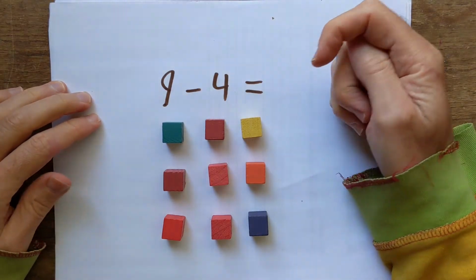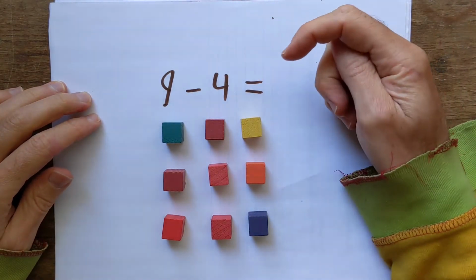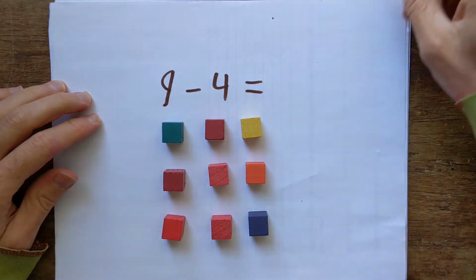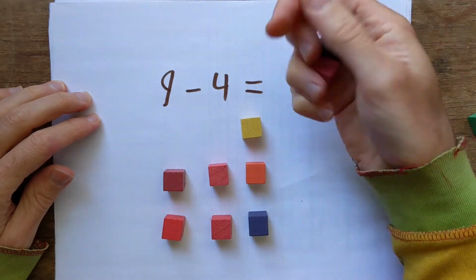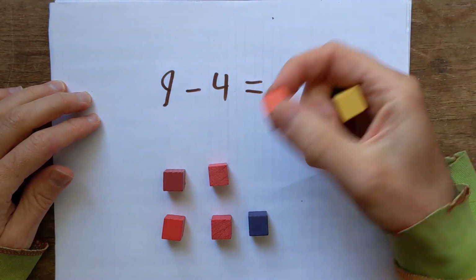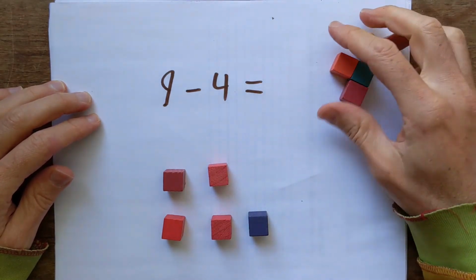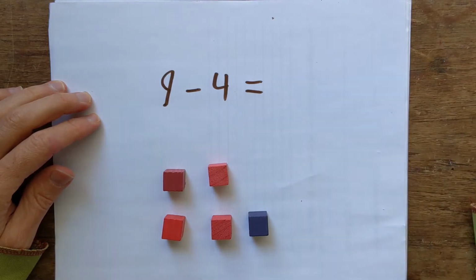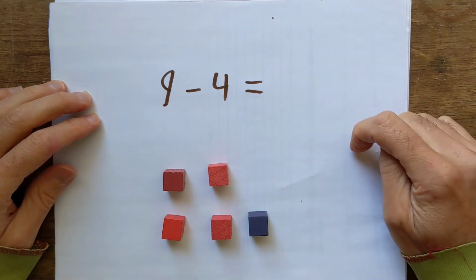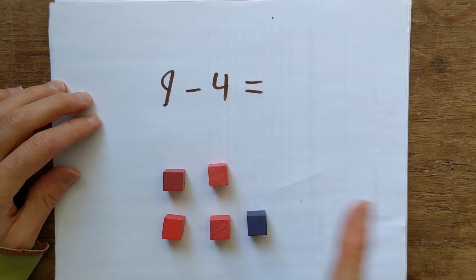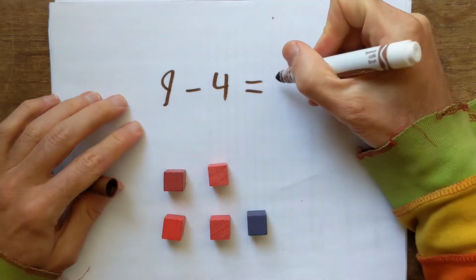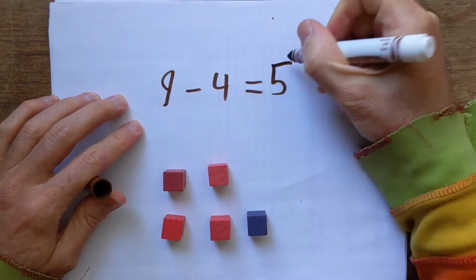And now we're going to take away 4. Minus 4, subtract 4, that means take away 4. Count with me, 1, 2, 3, 4. You put those aside, or you just take them away entirely. What do you have left? Count with me, 1, 2, 3, 4, 5. So 9 subtract 4 is 5.